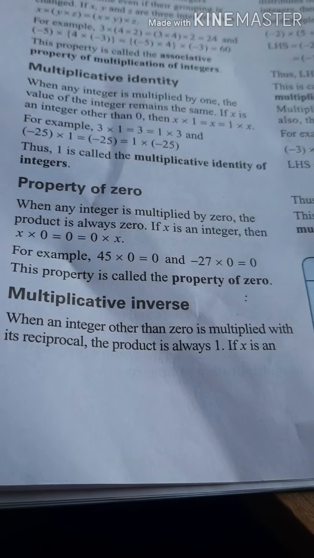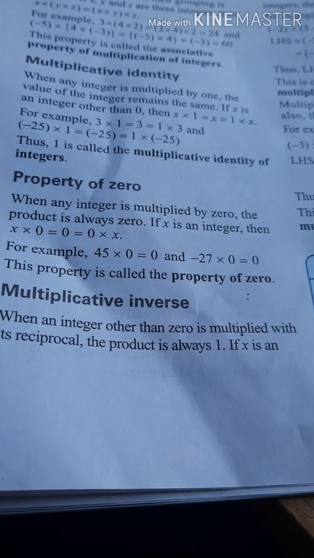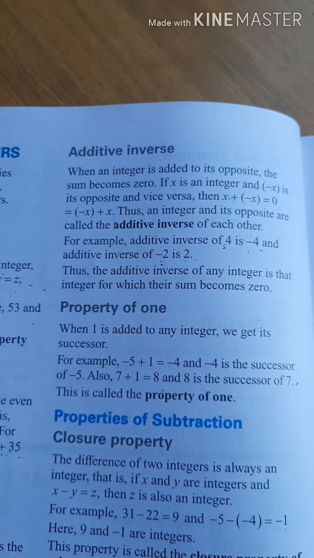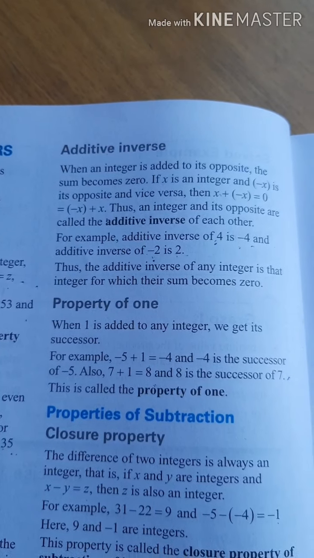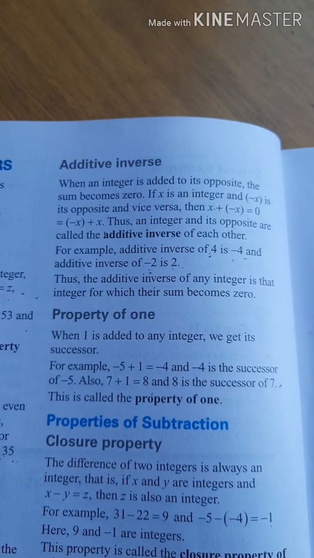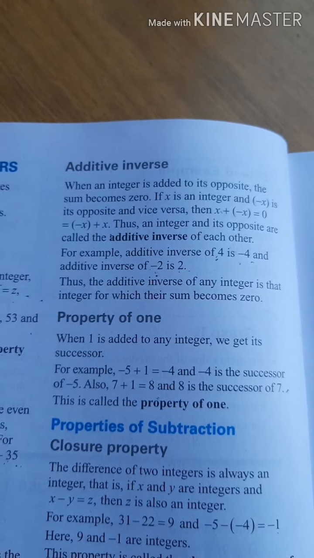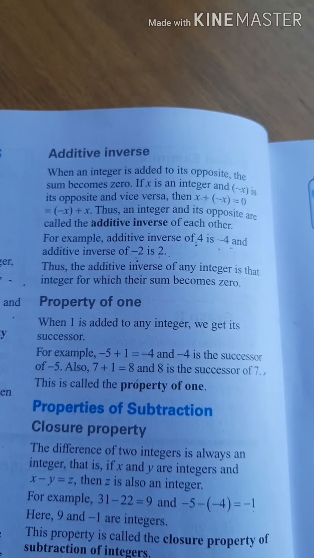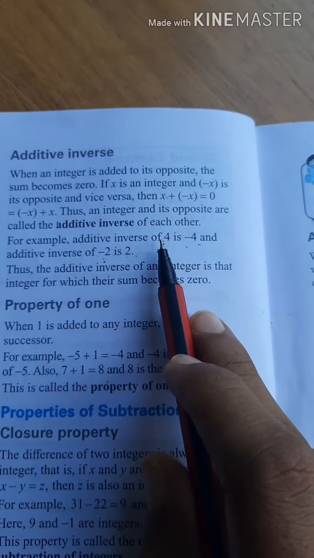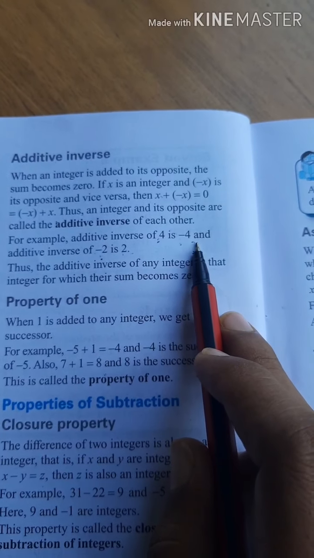Multiplicative inverse. What does inverse mean? Opposite. Before that we saw the additive inverse. Additive inverse means what? I am just recalling this property of addition also, so listen properly. Additive inverse means opposite of addition. What is the opposite of addition? Subtraction. Opposite of plus is minus. So the additive inverse of 4 is minus 4.